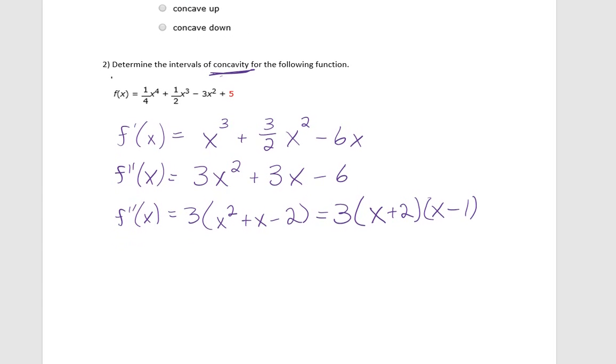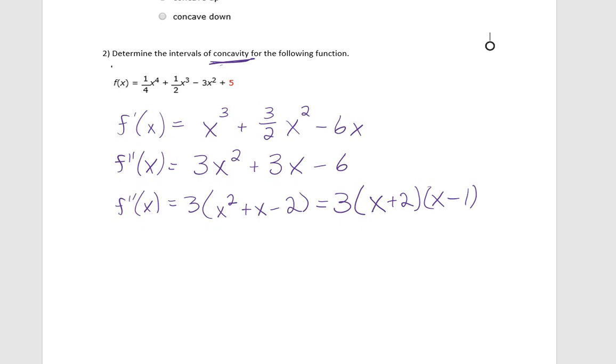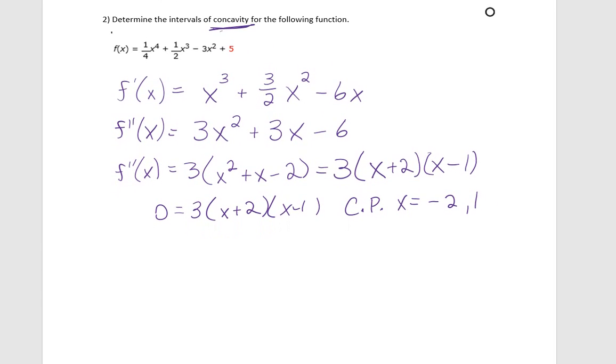Now, the reason I factored it out is because to find intervals of concavity, I have to figure out where this equals 0. So 0 equals 3 times x plus 2 times x minus 1, which means I'm going to have critical points when x equals negative 2 and when x equals 1. Now, to determine the intervals of concavity, I'm going to make a number line. I'm going to put my critical points on there, and then I'm going to pick some numbers in between. So I'm going to pick the number negative 3, let's do 0, and let's do 5.